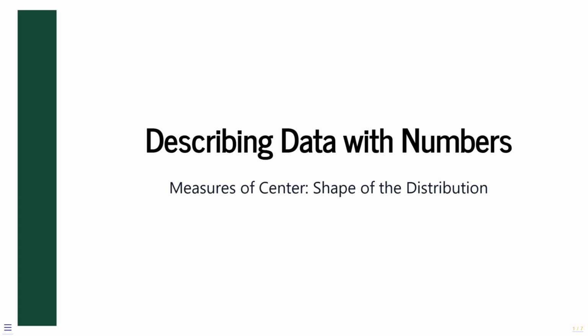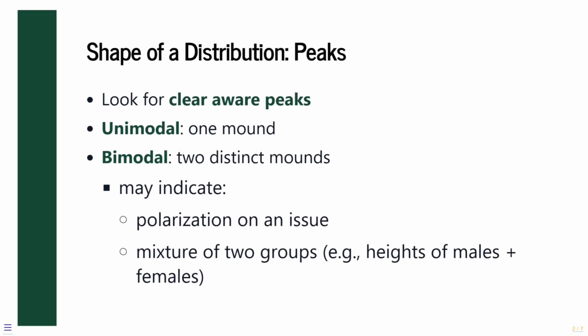When examining a data distribution of a quantitative variable, whether portrayed by a frequency table or by a graph, such as a histogram, we should look for clear peaks. Does the distribution have a single mound? A distribution of such data is called unimodal. A distribution with two distinct mounds is called bimodal. A bimodal distribution can result, for example, when a population is polarized on a controversial issue.